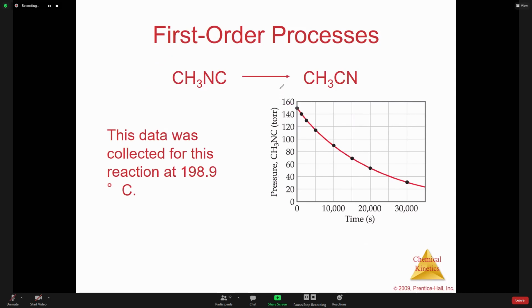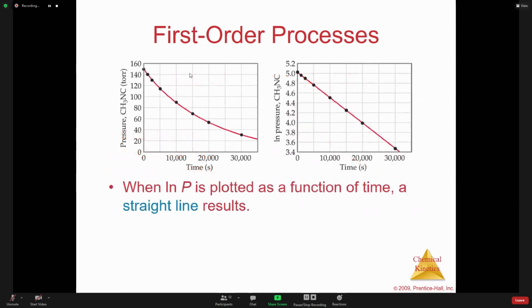Anyways, okay, we're looking at reactants. We did pressure because it's a gas and it went down over time. And you can use pressure or concentration when you're looking at gases. So this isn't very straight. We wouldn't get a great R squared here. So it's not zero order. Let's try taking the natural log of all those and graphing that versus time. Oh, that looks great. This must be a first order reaction.